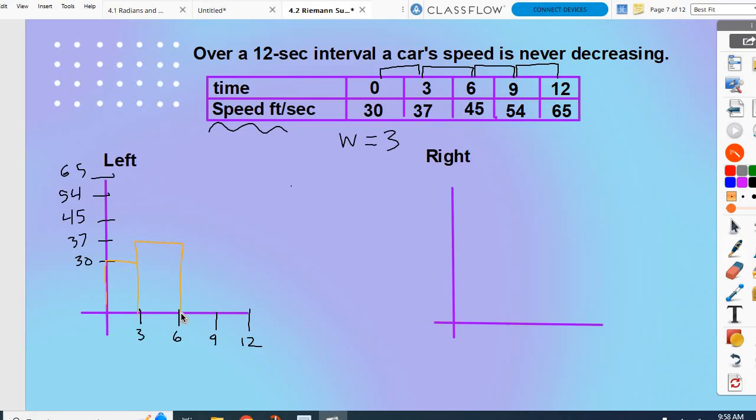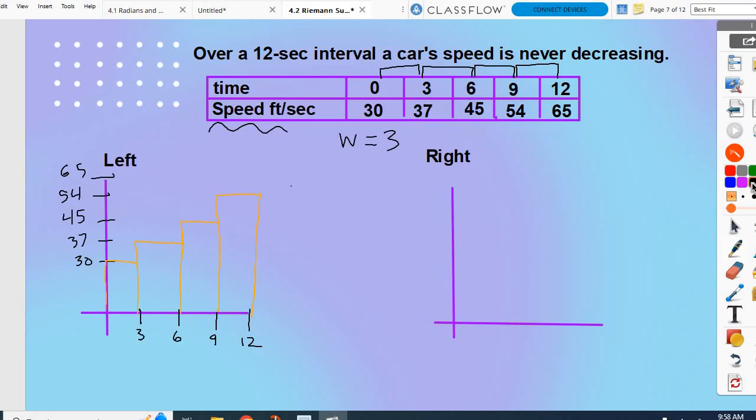Okay, for our next one, what's our left endpoint? The 6. And what's our value going to be there? 45. And then lastly, on our last interval, 9 to 12, the value is 54. Yep, so I get something that looks like that. Again, I don't know what this graph looks like, but I know that these would be the values that I would use to approximate it.